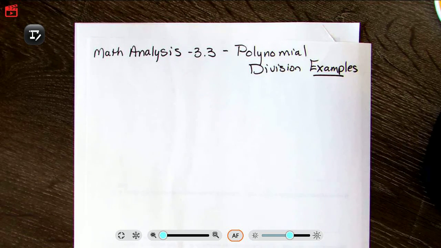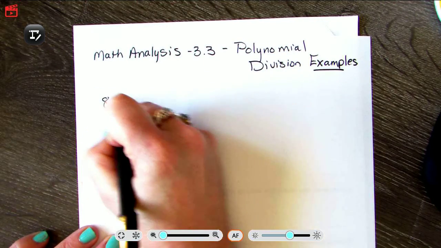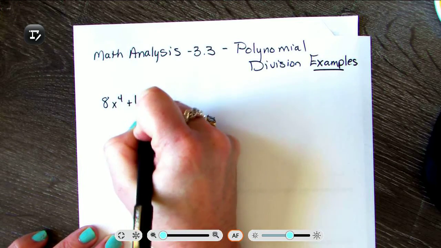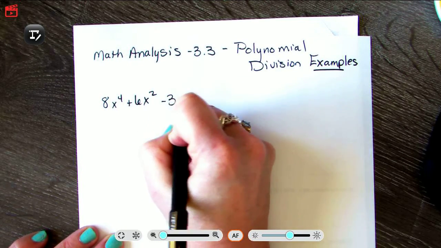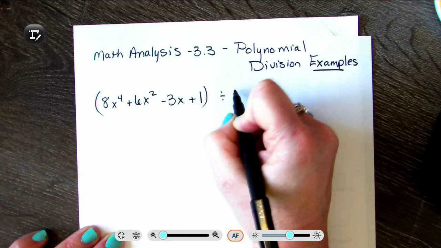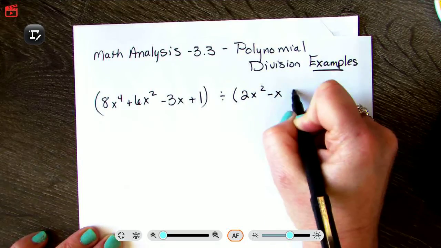I'm going to do one more long division and one more synthetic division, hopefully to help solidify all those little things. So the first one I'm going to do is we're going to take 8x to the fourth plus 6x squared minus 3x plus 1, and we're going to divide that whole thing by 2x squared minus x plus 2.